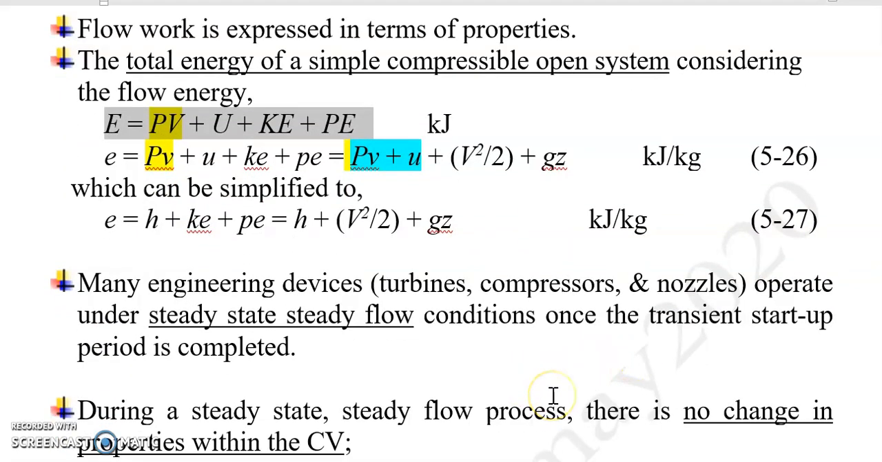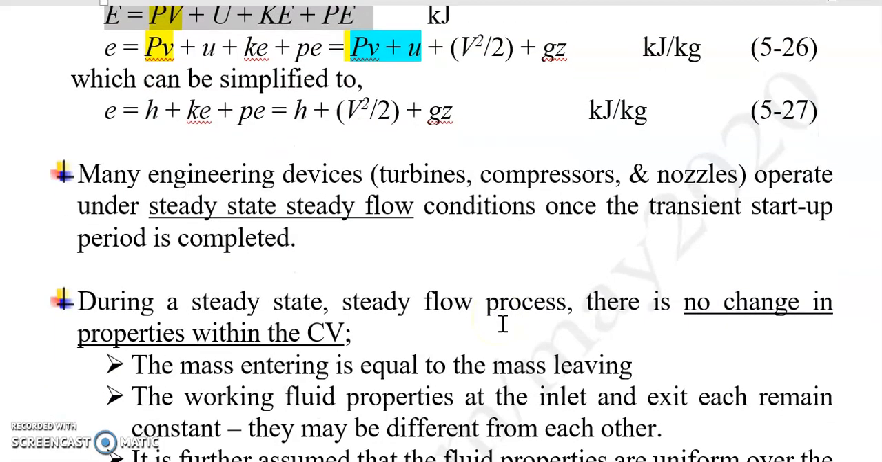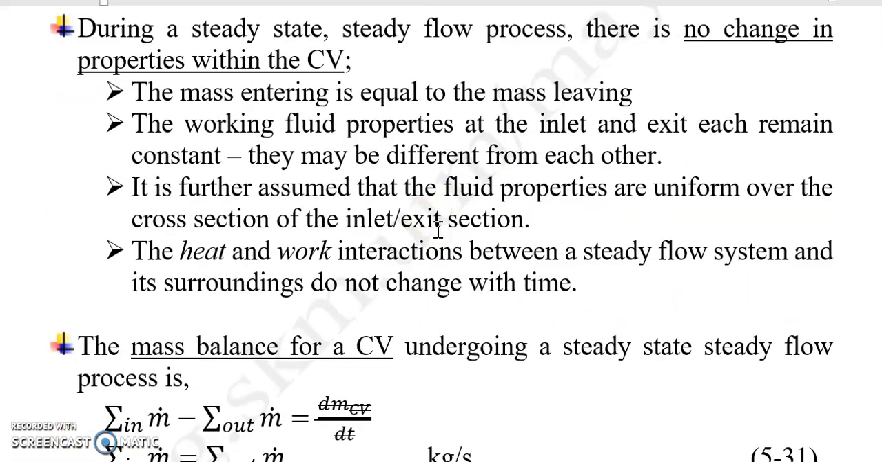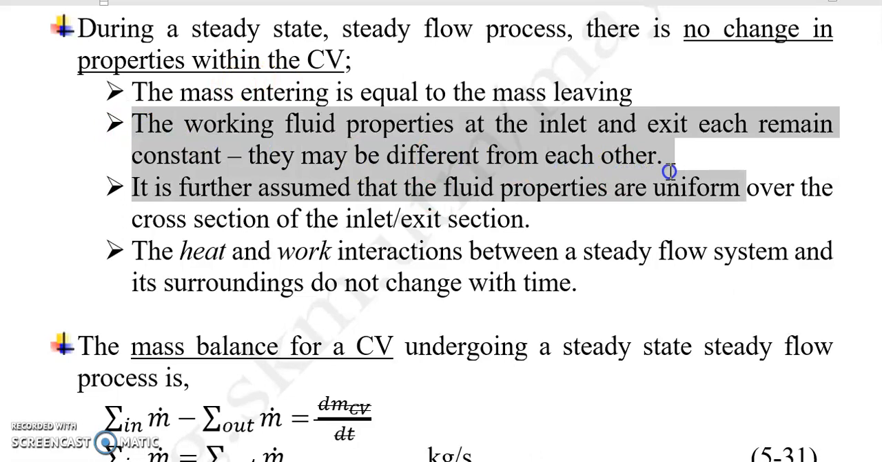Many engineering devices such as turbines, compressors and nozzles operate under steady state, steady flow conditions once the transient startup period is completed. So, during a steady state, steady flow process, what does that mean? There is no change in properties within the control volume. The mass entering is equal to the mass leaving. The working fluid properties at the inlet and exit are constant, although they may be different.